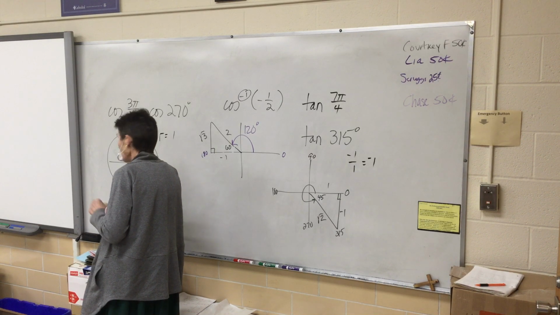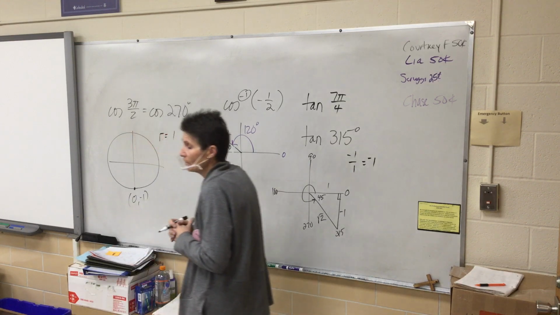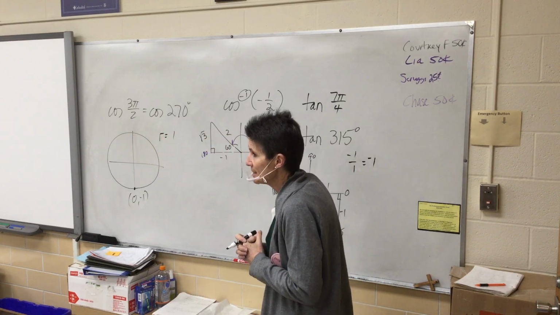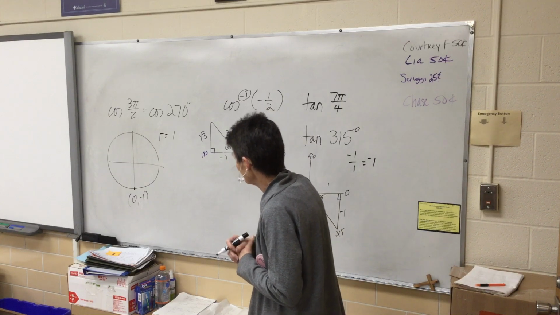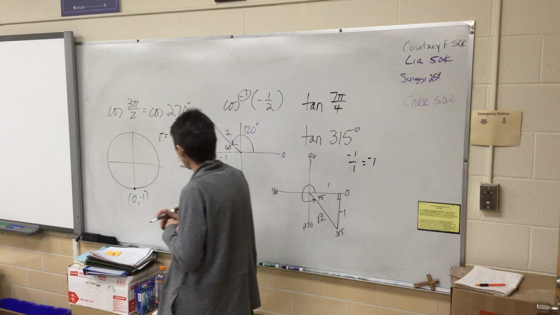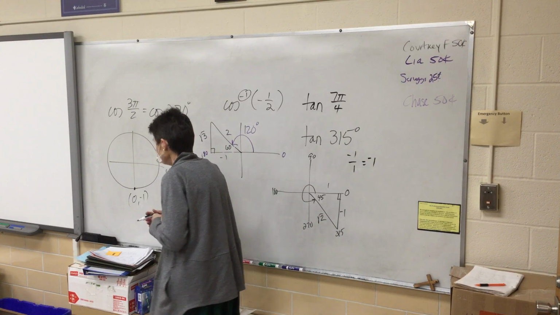-1, 0. Watch it. 0, -1. You got to be careful. First comes the x. I'm not going sideways, so x is 0, y is -1. That's the point, 0, -1. So x is 0 and y is -1.